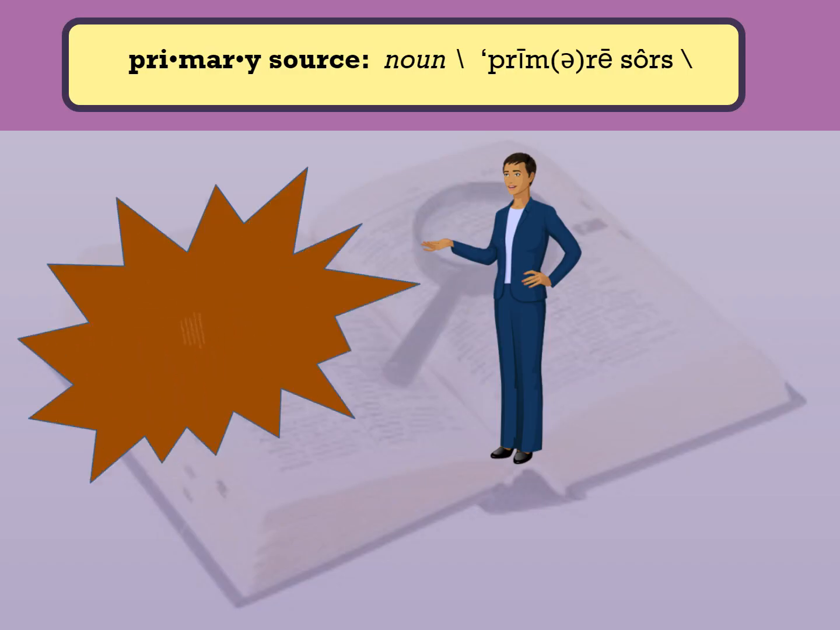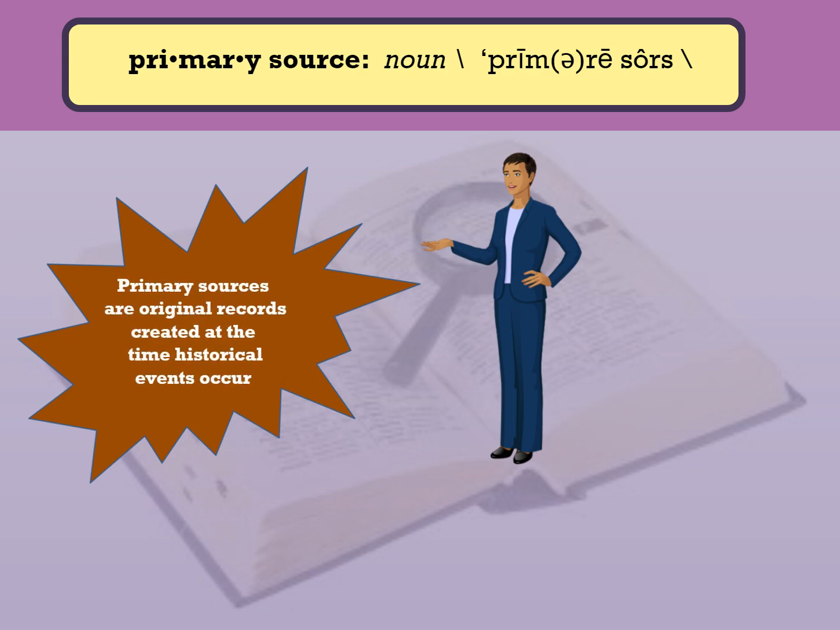A primary source is an original record created at the time a historical event occurs. A record does not mean a phonograph album. It means a document or a piece of artwork or an article of clothing. It was just something that was created at the time when something in the past occurred.